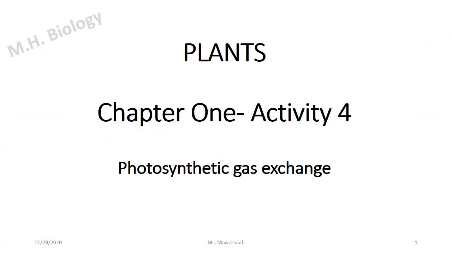Good morning. I'm going to continue with Activity 4 of Chapter 1, which is about the photosynthetic gas exchange. I'm going to start by reminding you of photosynthesis. We have seen that during photosynthesis, carbon dioxide is used by the plant to make sugar. Look at the next figure for more details.